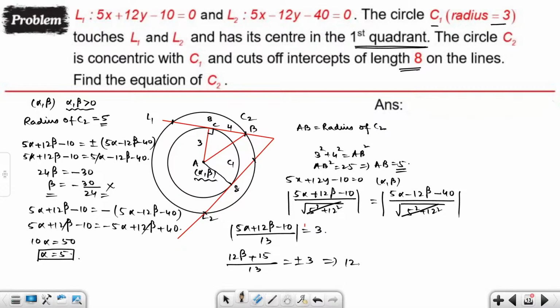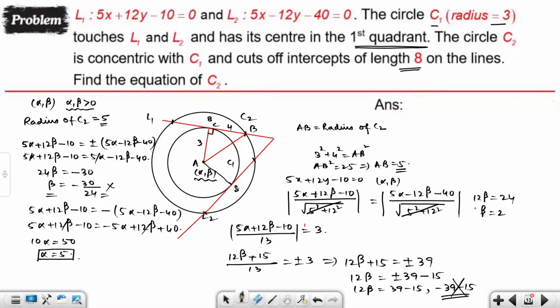So from here we are getting 12 beta plus 15 is plus minus 39. So 12 beta is plus minus 39 minus 15. So 12 beta is basically 39 minus 15, or it will be minus 39 minus 15. This value is rejected because from here we are going to get the value of beta as negative, which is not accepted. So 12 beta is nothing but 39 minus 15, that is 24. So beta is nothing but 2. So alpha is 5 and beta is 2.